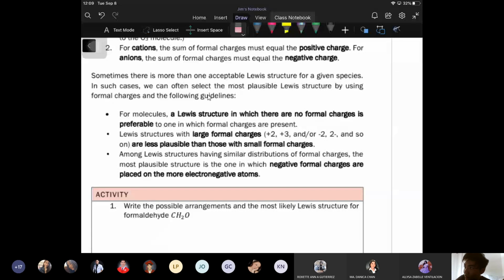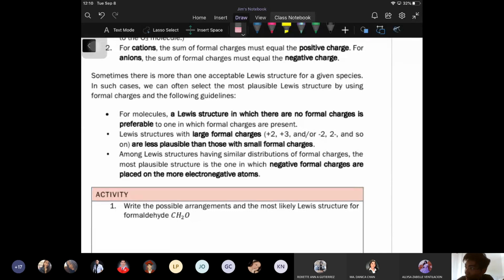In such cases, we can often select the most plausible Lewis structure by using formal charges and the following guidelines. So that means may guidelines na susundin. Guideline number 1, for molecules with a Lewis structure in which there are no formal charges is preferable. Ang meaning lang yan is that as much as possible, the atoms with formal charges ay onti lang. That means hindi dapat lahat ng atom may formal charge. Rule number 2, if you have large charges, positive 2, positive 3, negative 2, negative 3, hindi sila ay acceptable. They're less plausible. Okay. So ano lang yung mga pwede? Negative 1, 0, positive 1. As much as possible, dun lang.